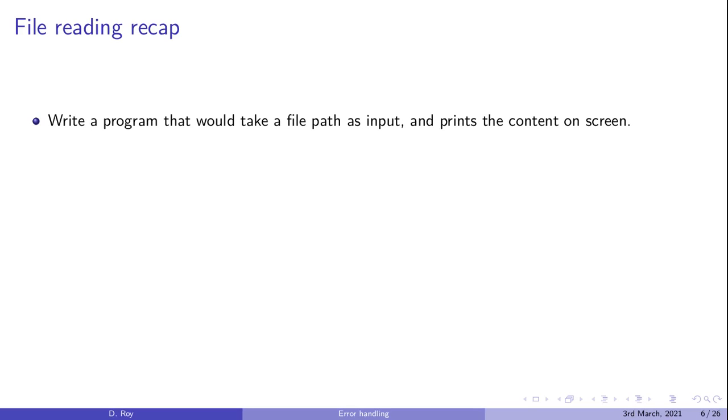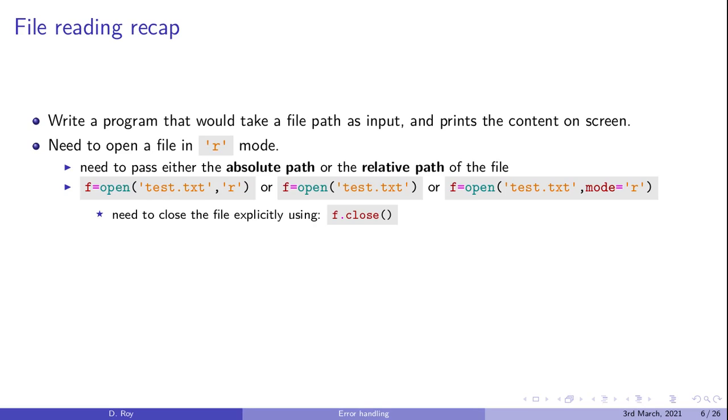Now let's look at another scenario. Let's consider a program that would take a file path as input and print the content of the file on the screen. Now, as we have seen earlier, to read a file, we need to open the file in R mode. R is specifying that we will be applying the read operation on the file, and we need to pass either the absolute path or the relative path of the file which we want to read. There are a number of ways of doing this. Here I have specified 3 ways.